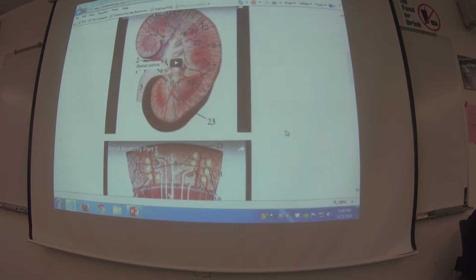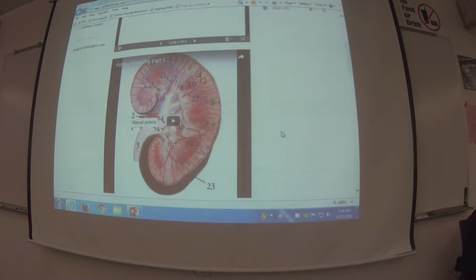So let's see, on the website today I have 3 different videos that go over each one of the main models that we're going to be looking at. I'm going to use this to walk through some of the general structures of the entire kidney. So we'll start with this image right here, which is identical to the model that's back there next to Dan.